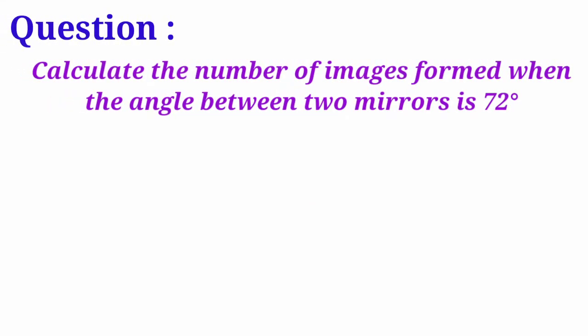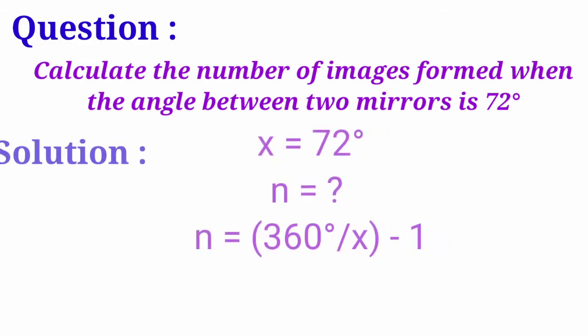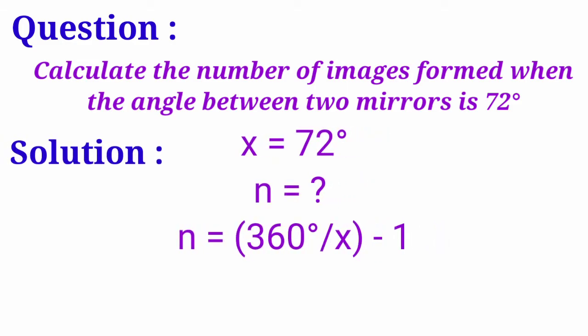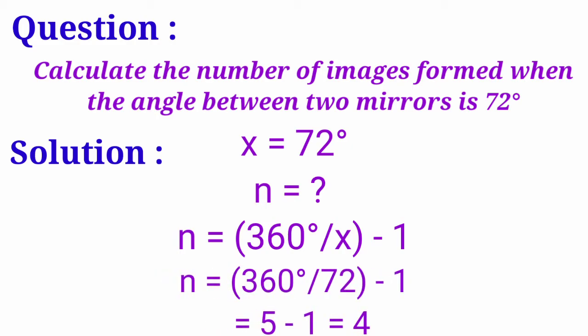See this question. Calculate the number of images formed when the angle between two mirrors is 72 degrees. So our x is 72. We have to find n, the number of images. So we put the values in the formula. N is equal to 360 divided by 72 minus 1. So it will be 5 minus 1, 4. It means when the angle between two mirrors is 72 degrees, then we get 4 images of the particular object.